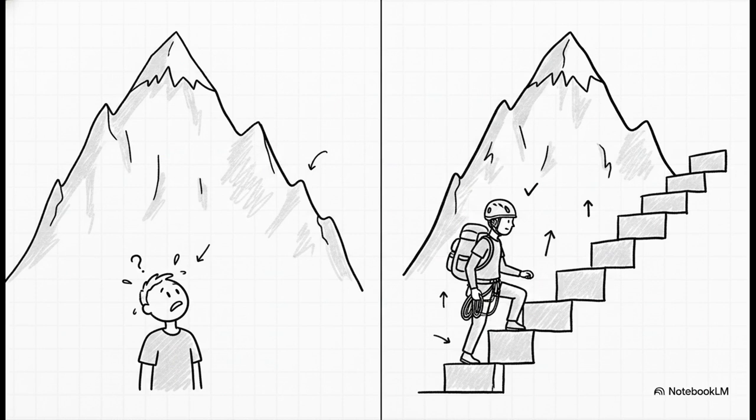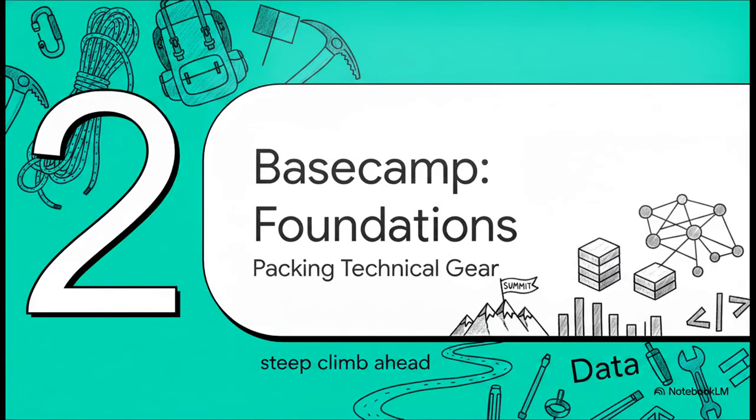So skipping that foundational math to instantly try and build the next ChatGPT, it's literally like trying to scale Everest in a t-shirt with no ropes. You won't be able to debug your models, and honestly, they just won't work. Mastering this strict sequence, really understanding the why before the how, that is the actual, somewhat unglamorous secret to long-term success. Moving right along to phase 2.